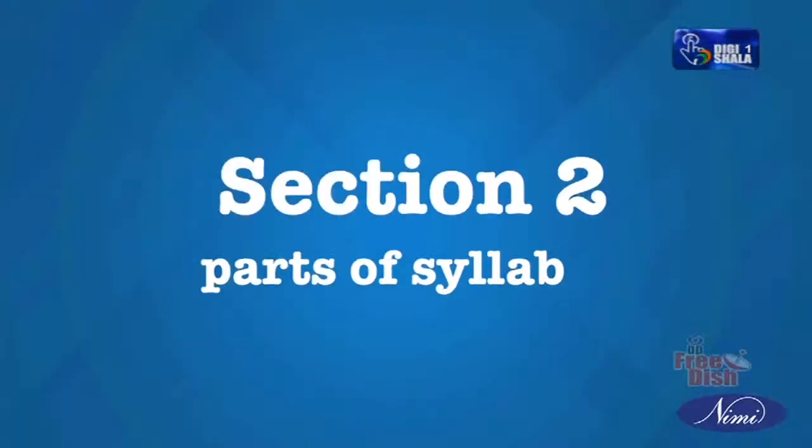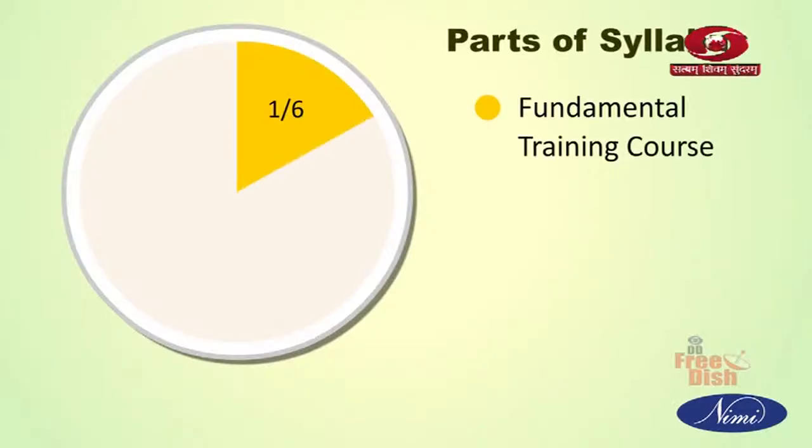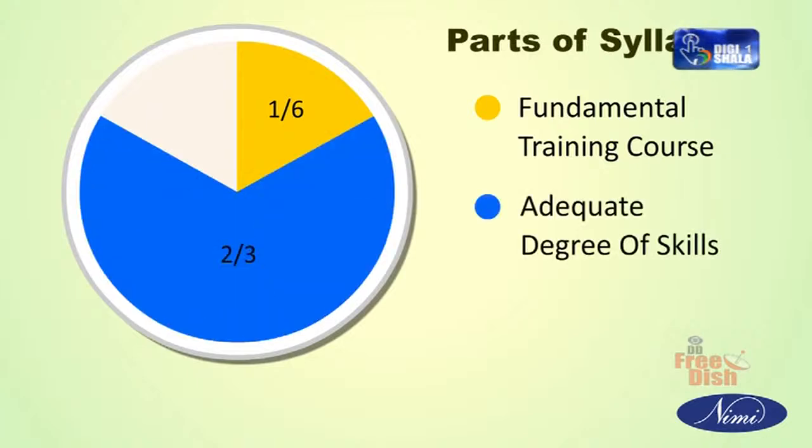Section 2. Parts of syllabus. First part. Trainee should deal with a fundamental training course covering generally the 1/6 of the total training period. Second part. Trainees should acquire an adequate degree of skills covering generally 2/3 of the total training period.